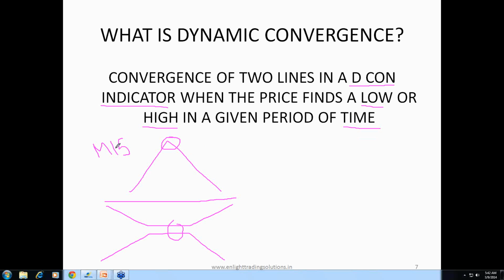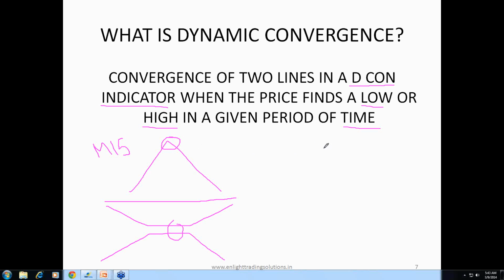Time refers to the time frame. It may be minute 15, minute 5, minute 30, hour 1, hour 4, daily, anything. So if a market makes a high and at the bottom you see a convergence of two lines, it means this high is going to be the real high at minute 15. The market will come down a little bit, so you can capitalize on that down move by taking a sell entry.